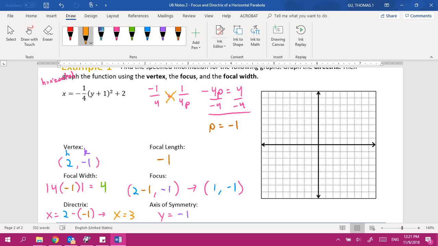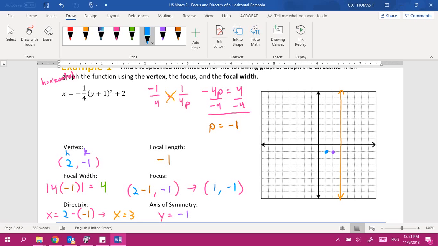All right. So first we're going to graph the directrix. So how do I graph the directrix? X equals 3, up and down, right. Right there. Okay. So then we do the vertex. What's the vertex? 2, -1, right there. And then you do the focus, which is at 1, -1. That's right here.